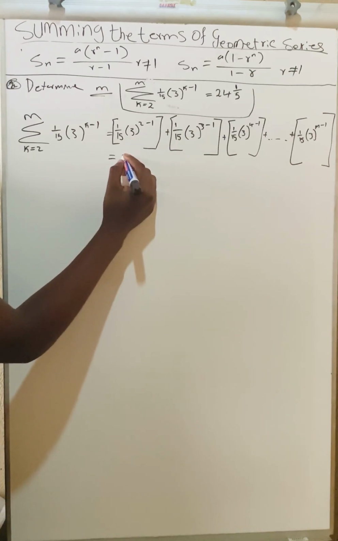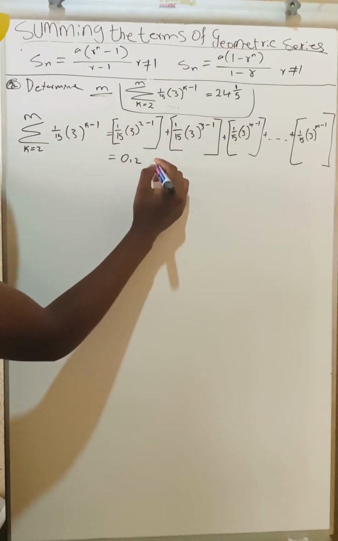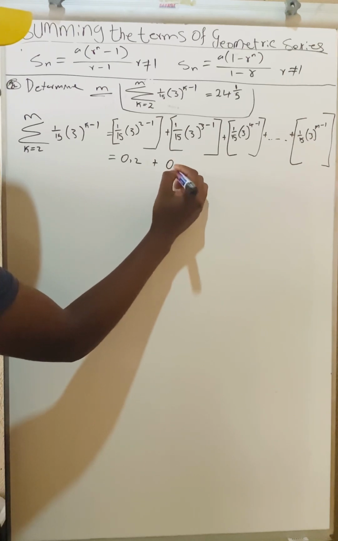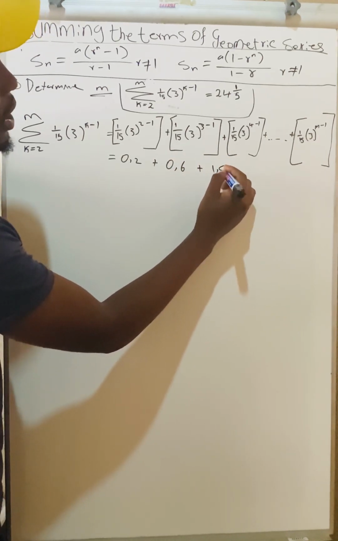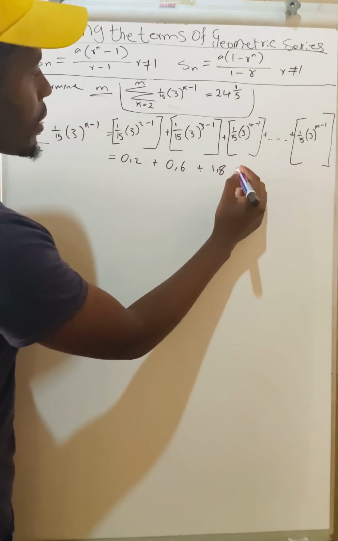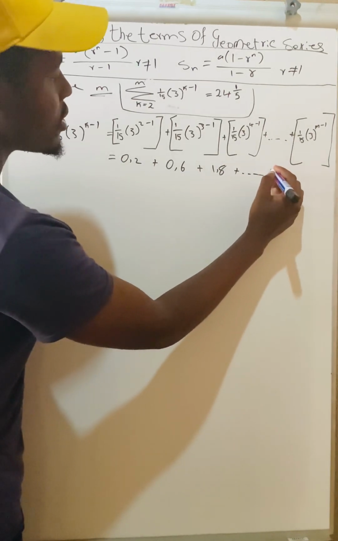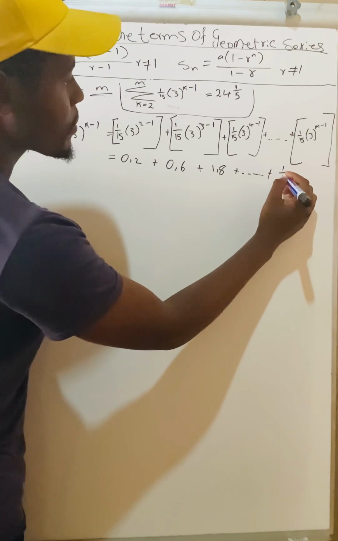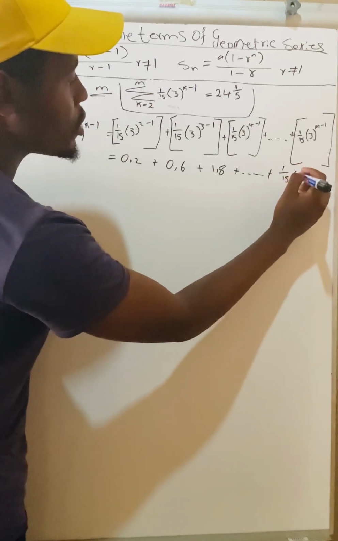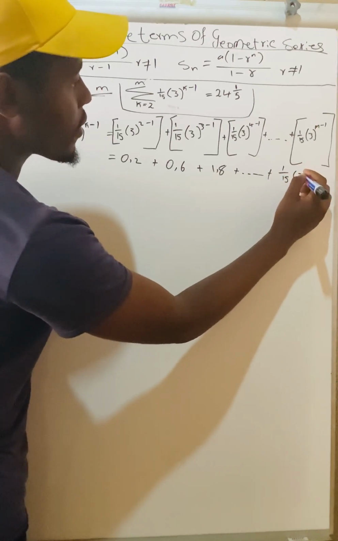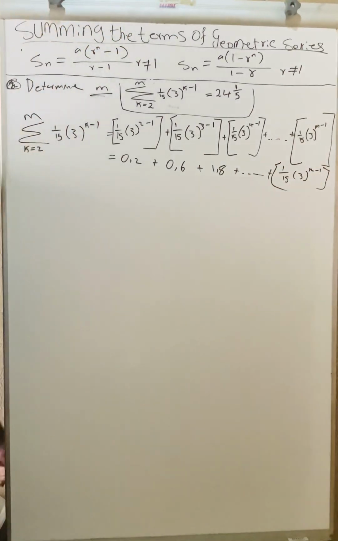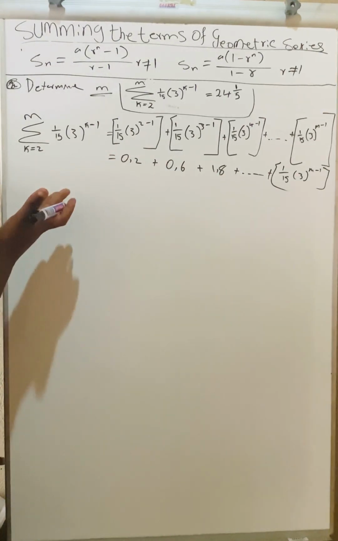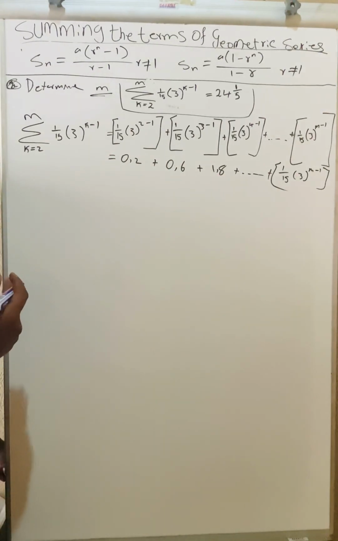Here you will get 0.2, here you will get 0.6, then here you will get 1.8, and so on. Then this last one is the way it is, 1 over 1.5 into brackets 3 to the power m minus 1, something like this. Then from here, you already know your sequence. This is your sequence.